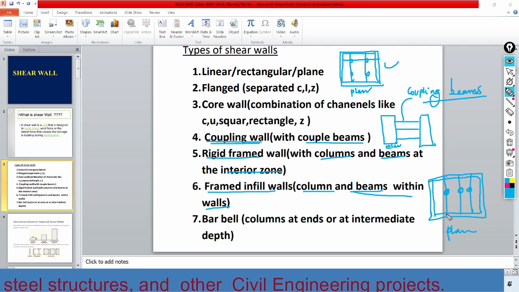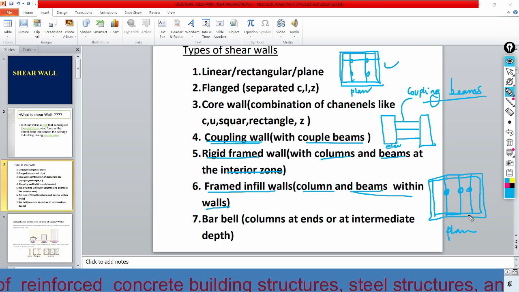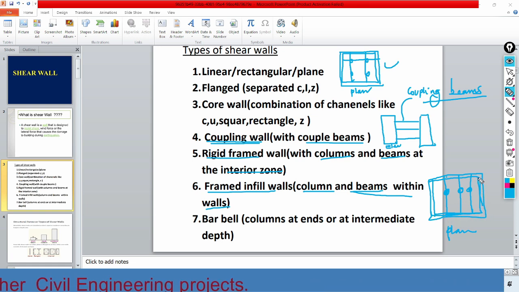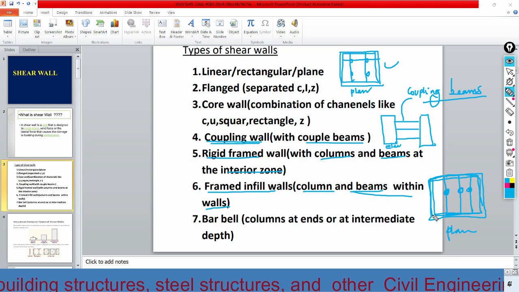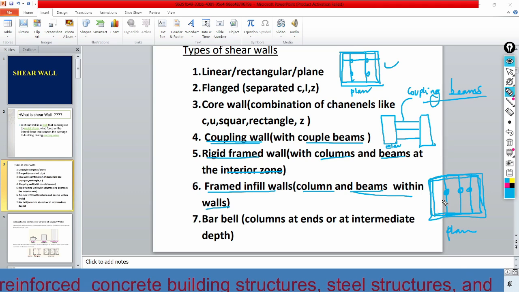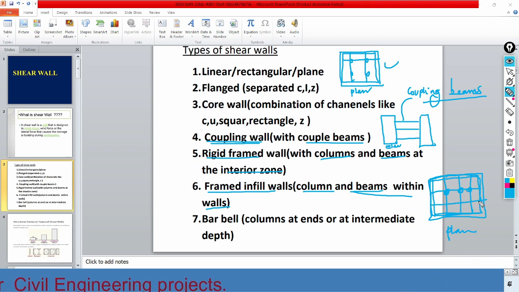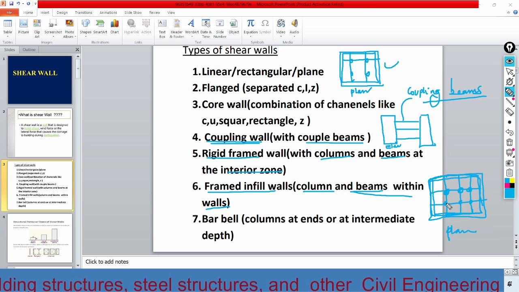And here we may have a beam. Here we may have a beam at every level of the story. And here we have a beam, and here we have a beam. Suppose here we may have a column here.